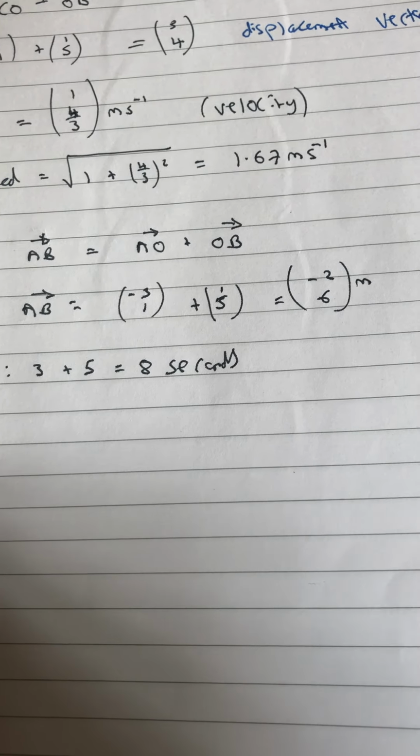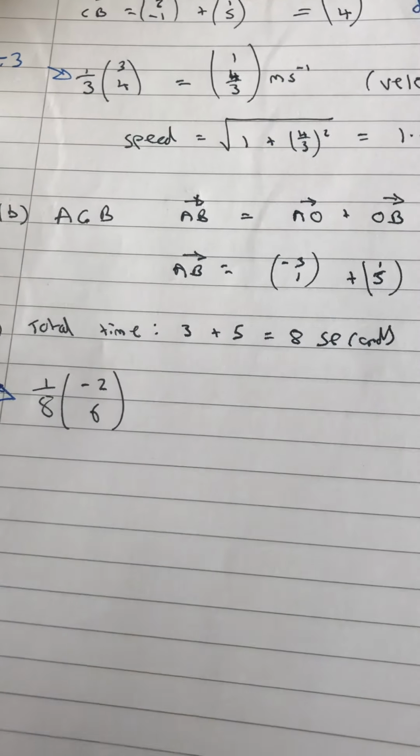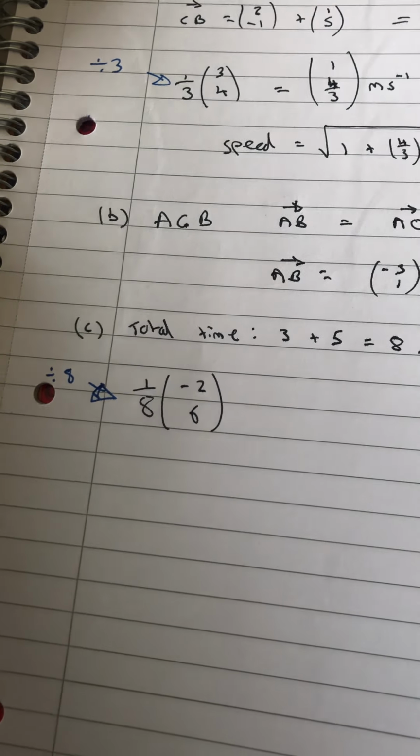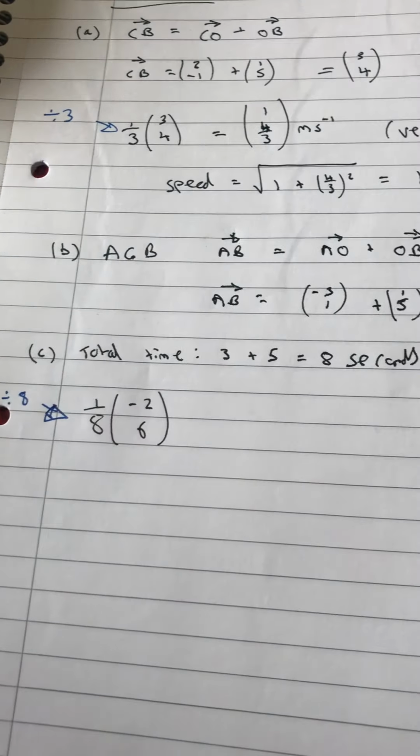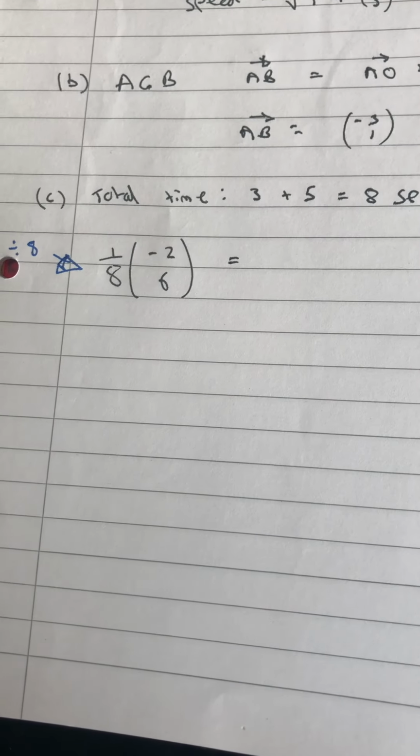It's dividing by 8. And then the question asks for a velocity again, so our answer is going to be a vector. So this time I'm going to do decimals, a bit nicer than in third.